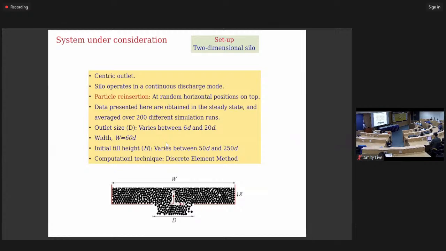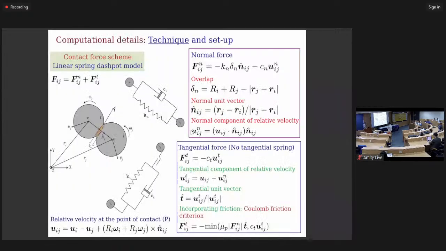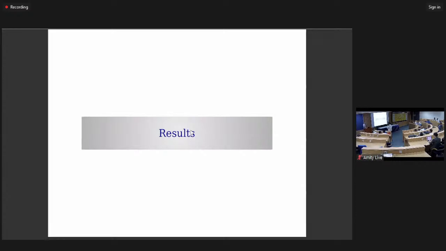We use computations, and this is the setup. It is a two-dimensional setup, and we consider a centric outlet, basically a symmetric arrangement. The technique that we use is the discrete element method. We use outlet sizes varying between 6 particle diameters and 20 particle diameters. In the discrete element method, we resolve each particle contact and find its forces, and after finding the acceleration, we update the velocities and positions. So let me skip this and come to results.